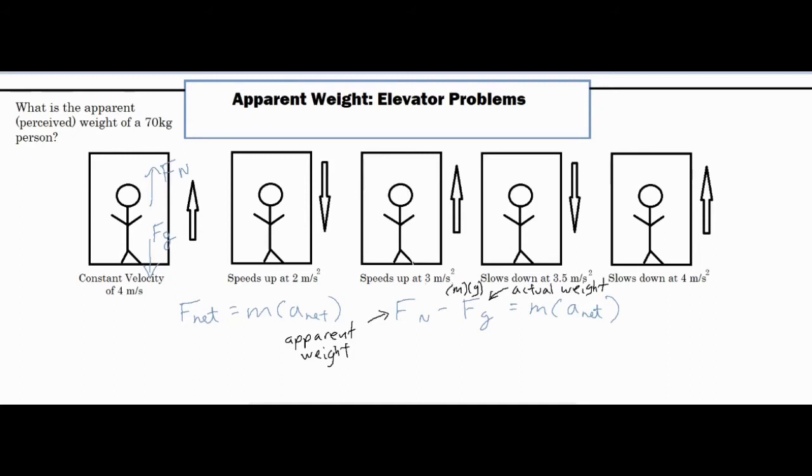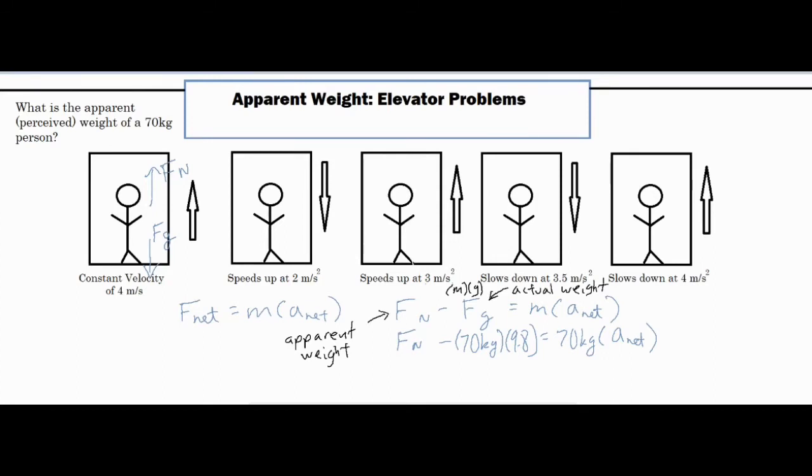So what we can do is we can go ahead and plug in an Fg, because we know that it's mass times 9.8 every time. So we know the mass is 70 kilograms, and then the g value is 9.8, equals mass times A net. The mass is still 70 kilograms, and then the net acceleration is the acceleration that we're going to place in a little bit later before we solve for our Fn. And then we'll just leave this as Fn because that is the apparent weight that we're looking for.